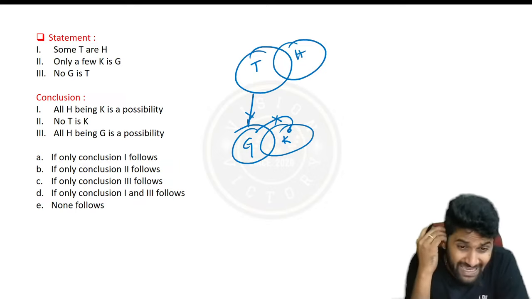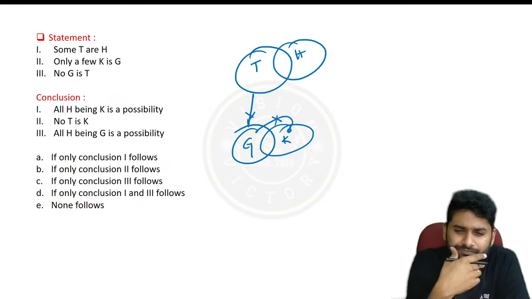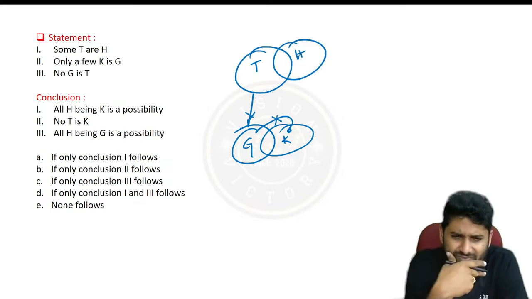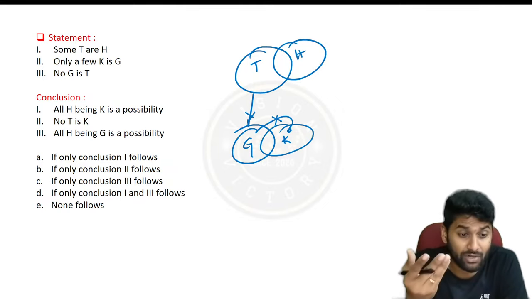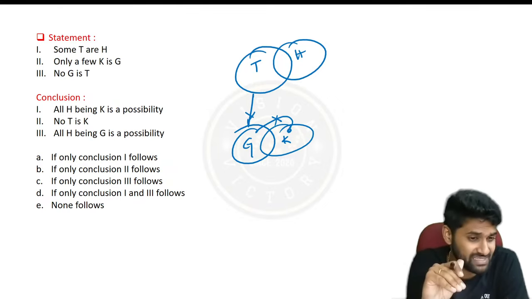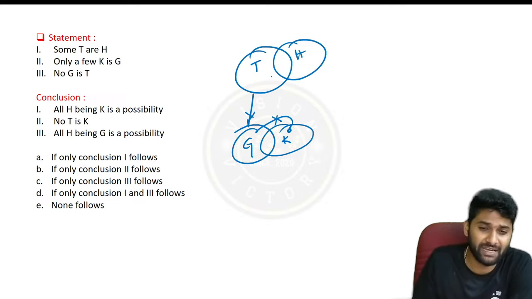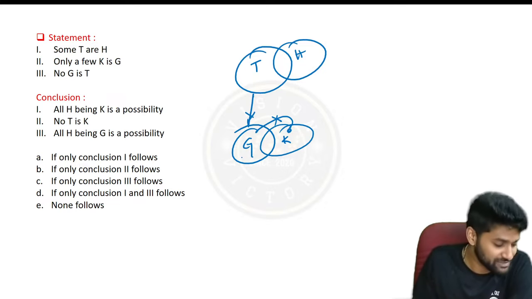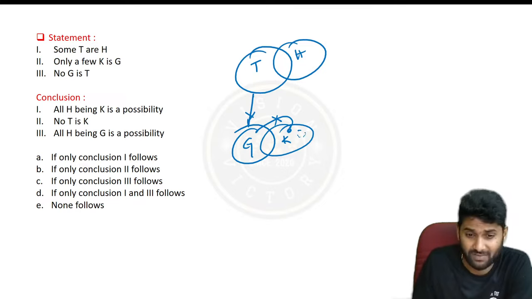All H being K is a possibility. Yes, we can assume all H can be a K. But we cannot assume all H can be a G. Remember that. Why? Because if you take entire H, you will get the T. T is there, you cannot place it with G. But you can assume here, all H can be a K possibility.